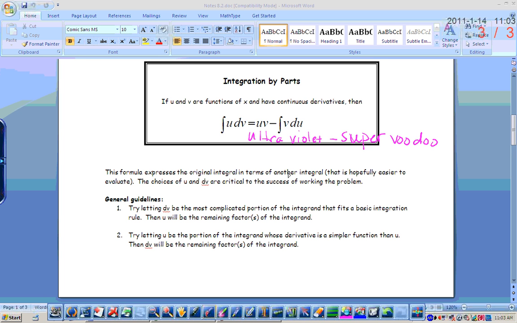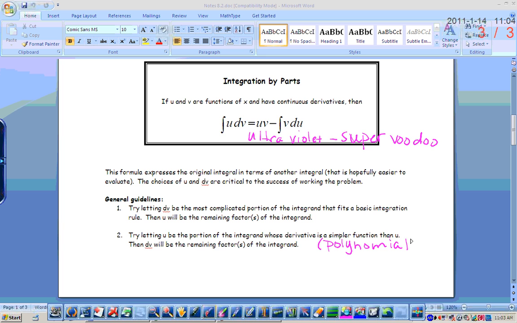This formula expresses the original integral in terms of another integral that's hopefully easier to evaluate. The hardest part of this is identifying which part of your original integral you're going to let be u and which one you're going to let be dv. It's kind of an extension of a u substitution. There are a couple of general guidelines. Try letting dv be the most complicated portion of the integrand that fits a basic integration rule. If part of what you're trying to integrate fits an integration rule, you're going to let that be your dv. Then try letting u be the portion of the integrand whose derivative is a simpler function than u. Usually, this is going to be a polynomial function.